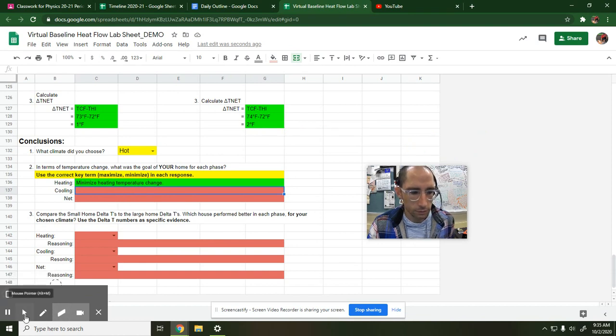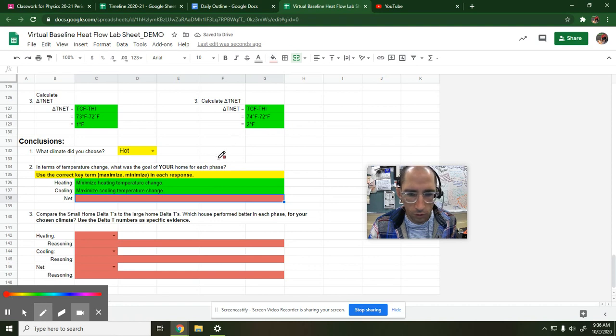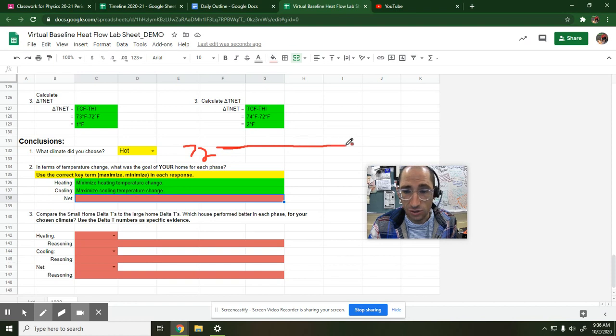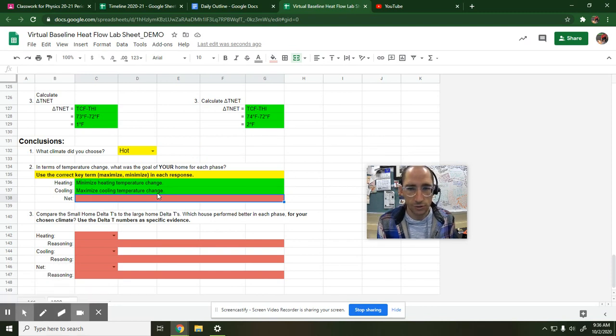Cooling. Whatever heat that a hot climate home gains needs to be lost. So you're trying to maximize cooling temperature change. And then overall, if you start at 72 and you stay at 72 the entire time through heating and cooling, there is no net change. You started at 72, ended at 72, net change is 0. That's ideal for a hot climate. Net temperature change is 0. So you're trying to minimize your net temperature change, trying to make it as close to 0 as possible. Minimize heating, maximize cooling, minimize net.